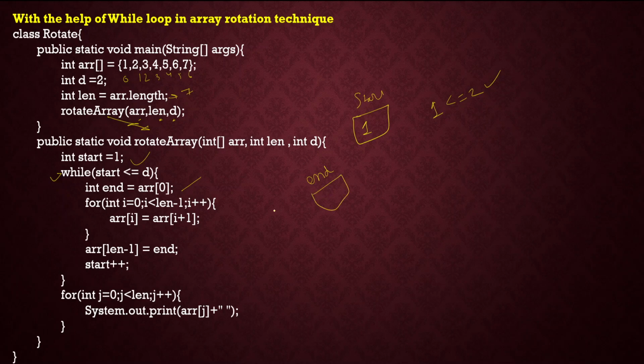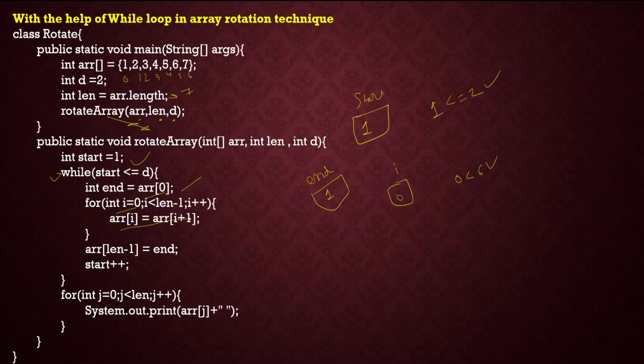The very next line is end. And in end, what value do we have to keep? Array of 0. What is array of 0? It is 1. So we are going to keep the value as 1. Now we will proceed into the for loop. What is the for loop? i is kept as 0, and 0 is less than length minus 1, which is 6. Is it true? Yes, it is true.